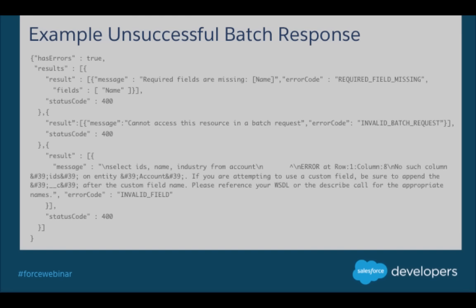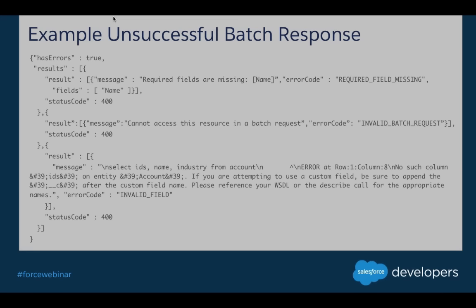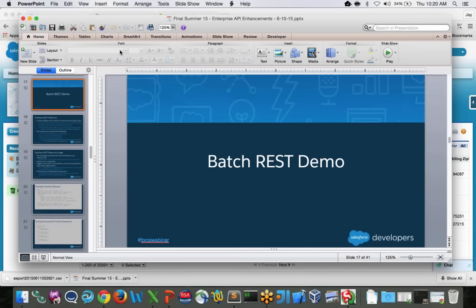Now, an example of an unsuccessful batch response. Each one of these requests that I made was unsuccessful, but some could be successful, some could not be successful, depending on what you actually try to do. The first thing you'll see is hasErrors equals true. Then each of the results will give you your status code and the result message. So we see that I didn't include a name on the create, so I got an error. I couldn't access the resource in a batch request, so I sent it to a bad REST endpoint. And the third one, I ran a query with a bad field in the query. So that's an example. We'll go ahead and do a demo here.